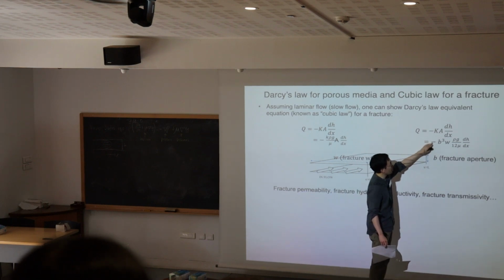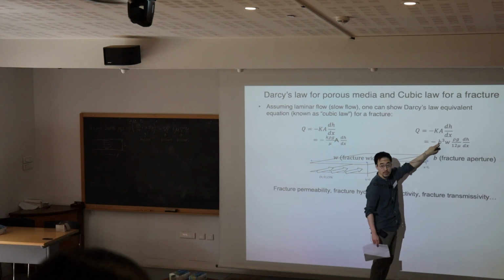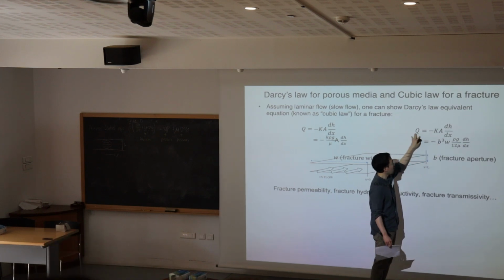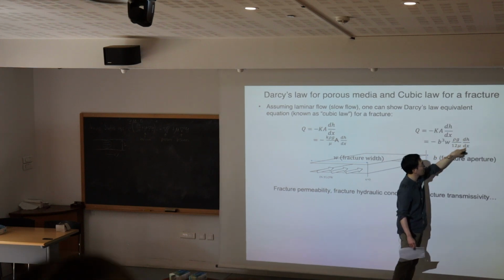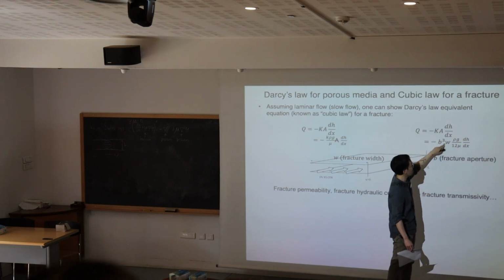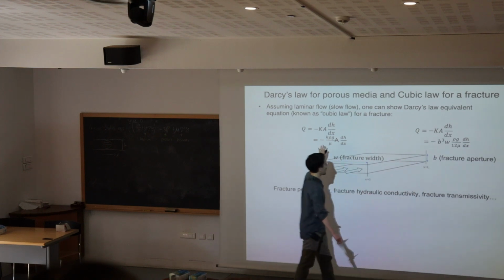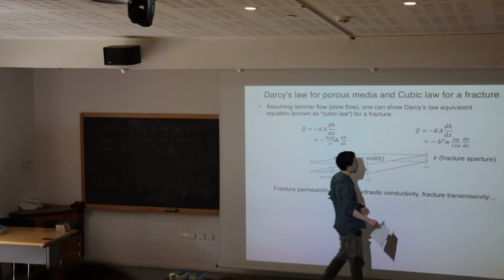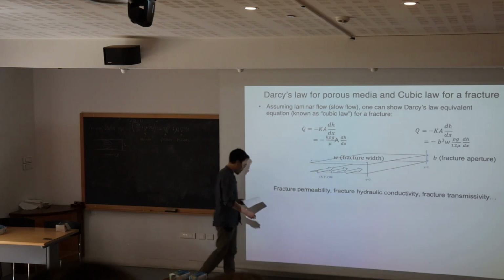It's called cubic law because hydraulic conductivity is proportional to the cube of the fracture aperture, okay? And that determines the relation between volumetric flux and head gradient, which is proportional to B to the cube. And as I will show you, it is a one-to-one correspondence to Darcy's law, okay? So where is it coming from?